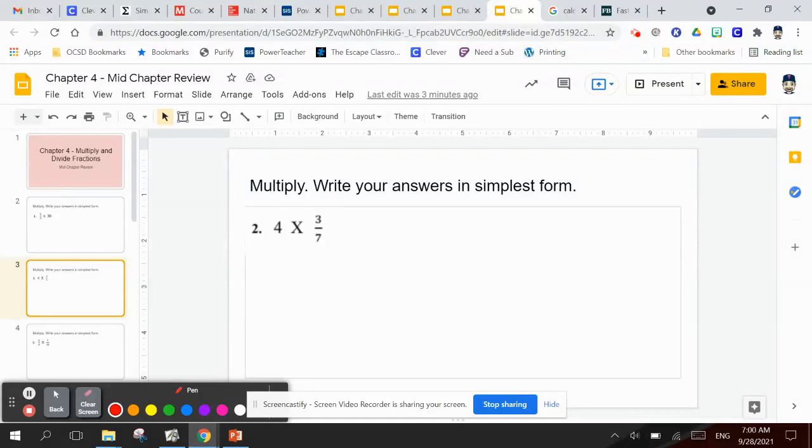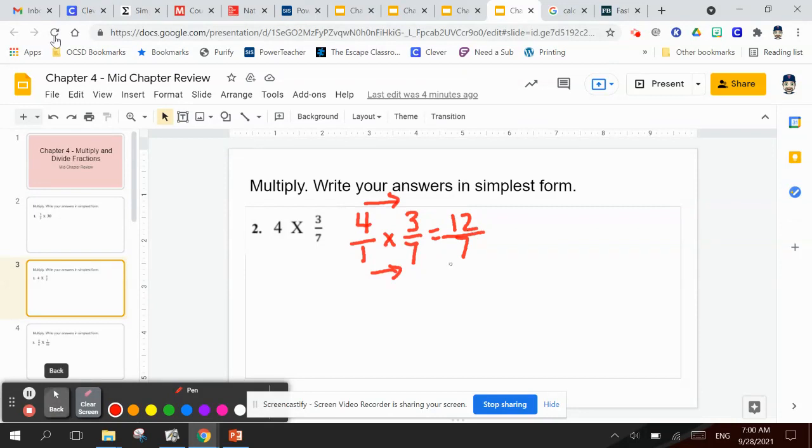So the second one is multiply. Write your answers in simplest form again. So I'm going to take 4, write it as a fraction, 4 over 1, times 3/7. I notice that there are no common factors except for 1, so I can multiply across. 4 times 3 is 12. 1 times 7 is 7.